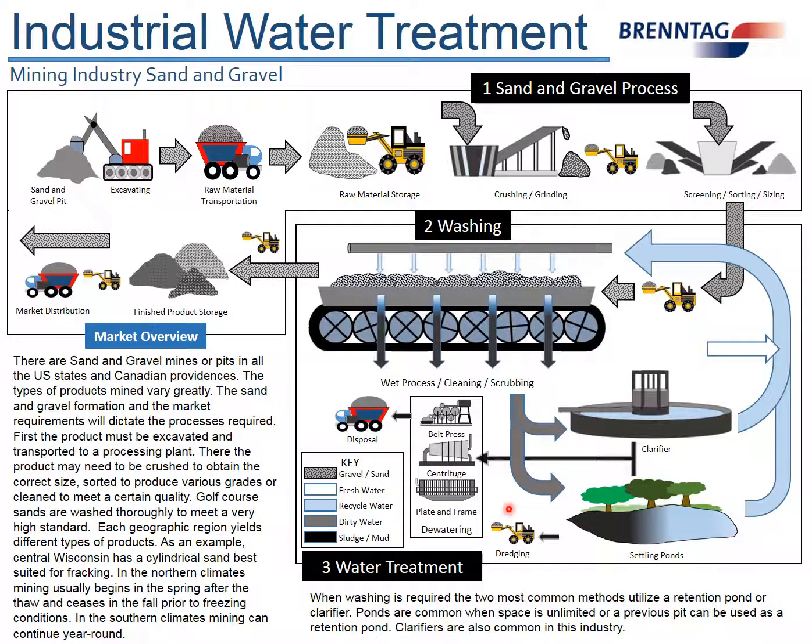Throughout North America, in the northern parts of North America, you will note that the mining process typically only goes on from the spring until the fall. During the winter, when everything is frozen, the mining of sand and gravel is halted. However, in many of the southern states, the mining of sand and gravel can continue year-round.